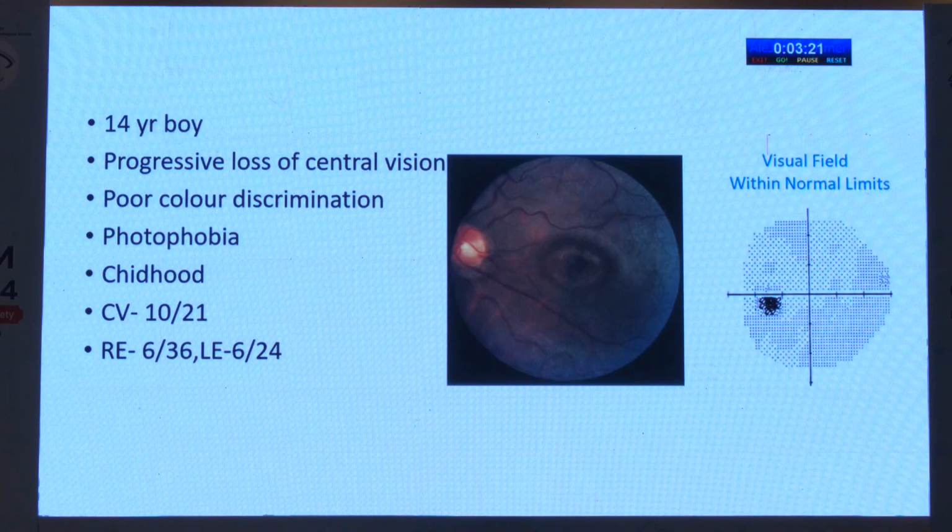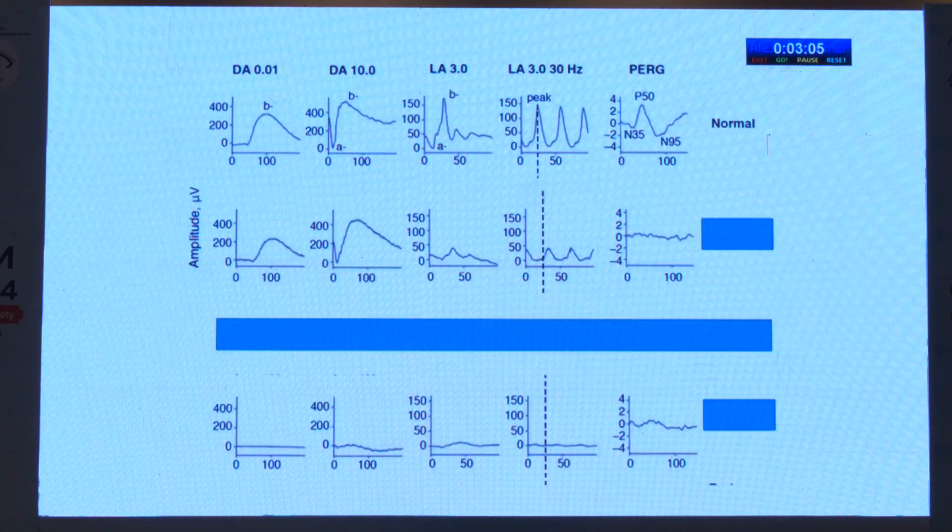This is the fundus photograph. Here you can see a speckled appearance. It is almost a kind of bullseye maculopathy over the central retina. His field is normal. So what could be the diagnosis? This history is from childhood, so probably it is a kind of dystrophic change.